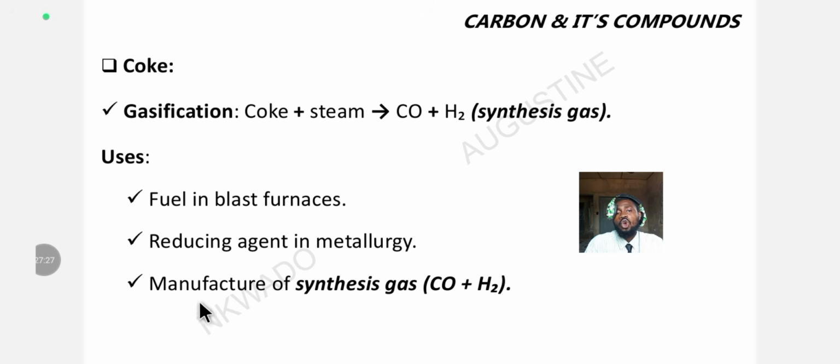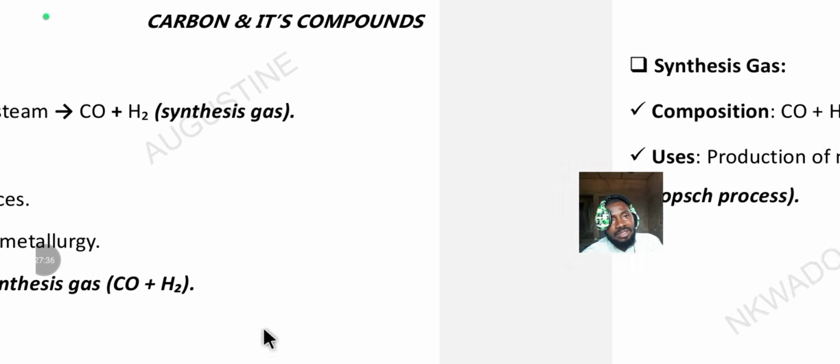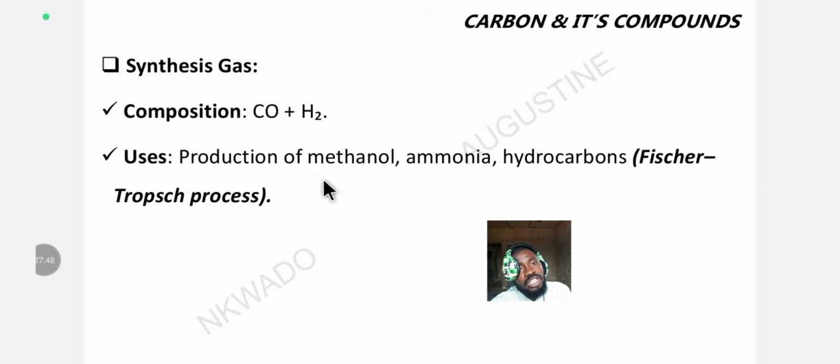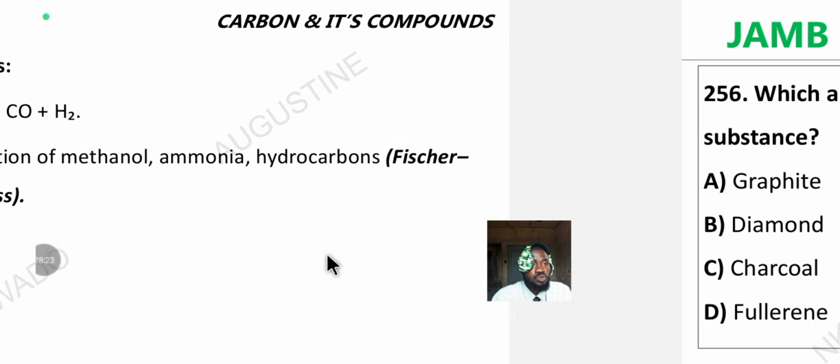Coke is used in the manufacture of synthetic gas, which contains carbon 2 oxide and hydrogen gas. Let's look at synthetic gas itself. What is the composition of synthetic gas? It's an industrial gas and it contains carbon 2 oxide and hydrogen. It is used in the production of methanol, ammonia, and hydrocarbons, and the process whereby synthetic gas is used to manufacture these is the Fischer-Tropsch process. I think this process was named by a German.